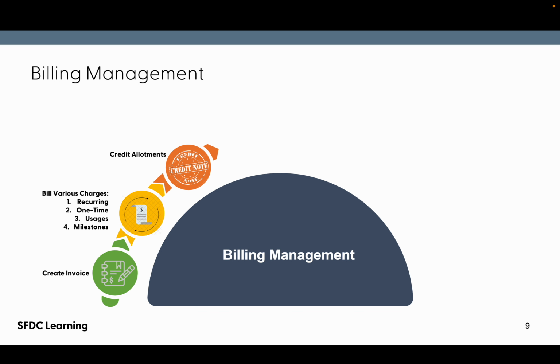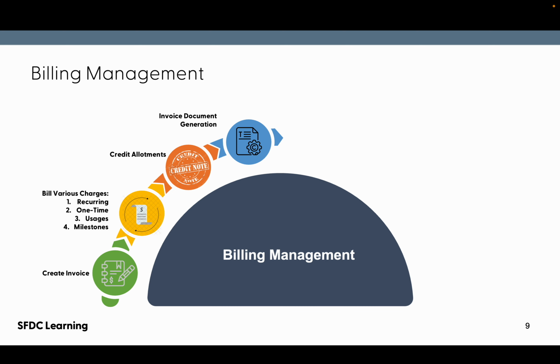Then credit allotment. Many a time it happens that when you order or when your contract gets terminated, you have negative billing. Let's say it's a yearly billing, you have charged them $1,000 in advance, and in the midterm they cancel it. For whatever amount you have received, you're going to create the credit note for the remaining term. So if there are already credit allotments, you're going to allot them against the invoice.